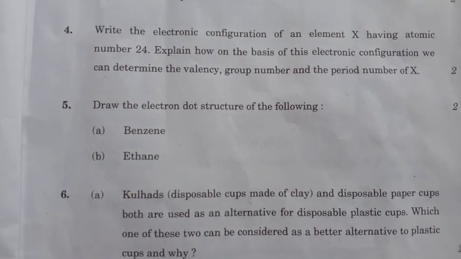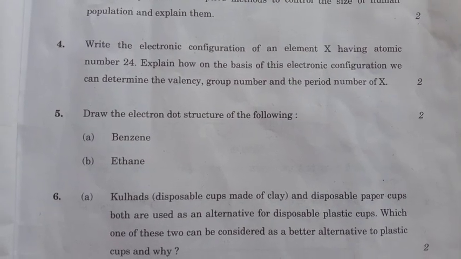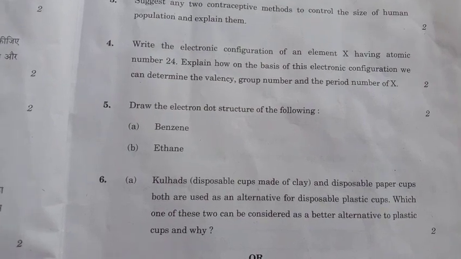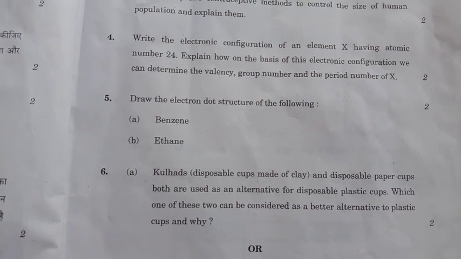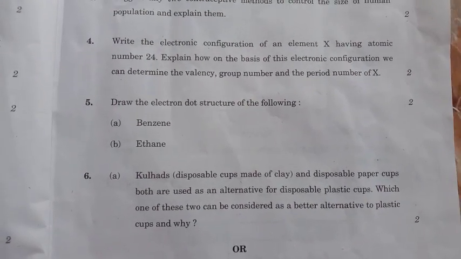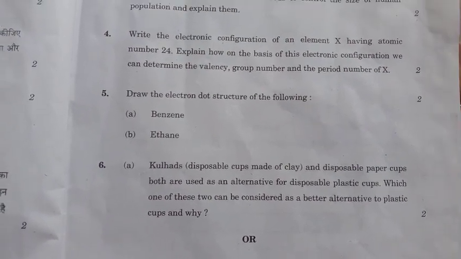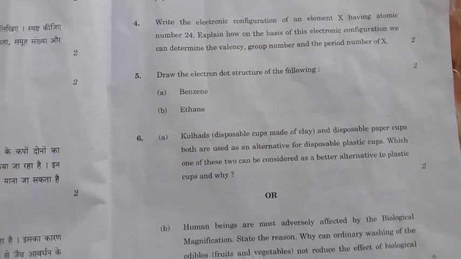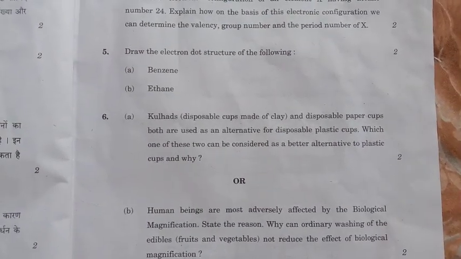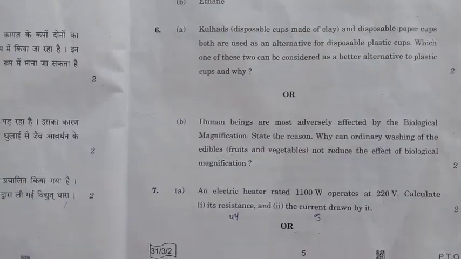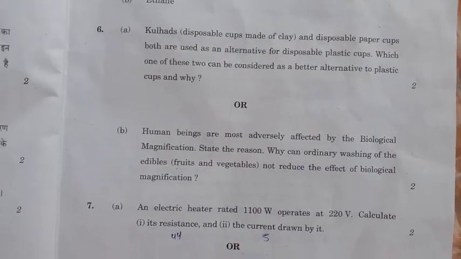I explained how we can find the valency by seeing the valence electrons in the outermost shell. Then I said the group number we can find from the outermost electrons. Then the period by seeing how many orbits it contains. Then in the fifth question we have to just draw the electron dot structure of ethane. It was very easy. I don't need to tell you how we should make it.